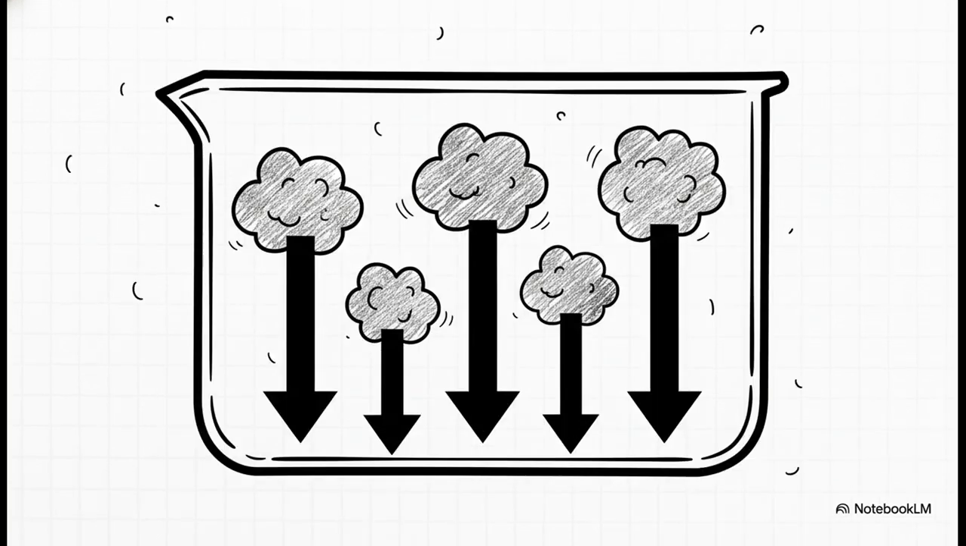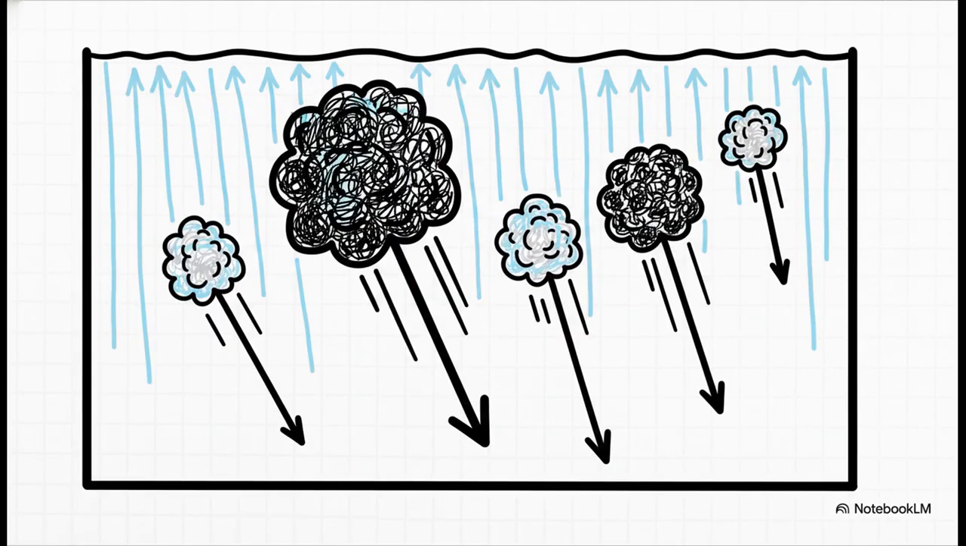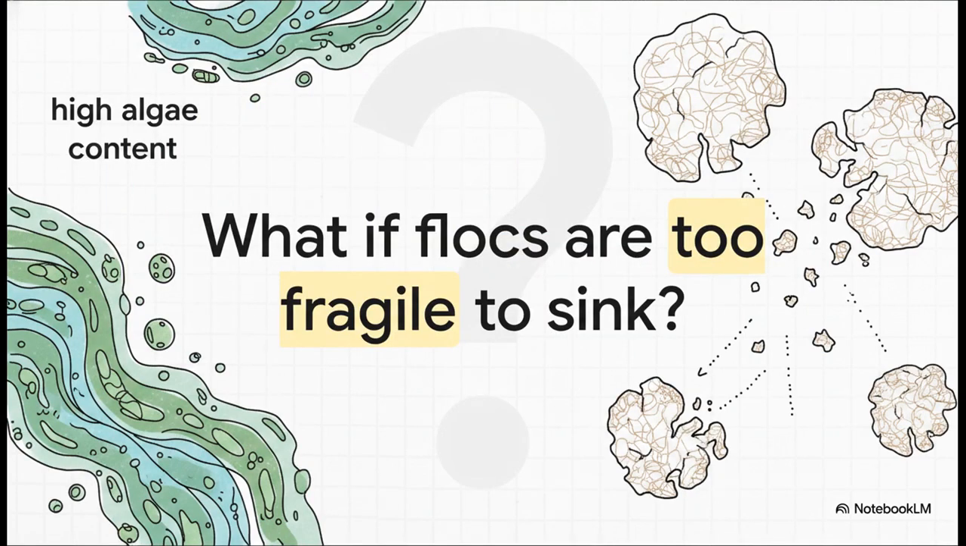Let's look at traditional sedimentation first. It relies entirely on gravity to pull those dense, heavy flocs straight down. Heavy flocs sink past lighter ones, but their downward speed absolutely must beat the clarifier's upward water flow. But what if the water is full of algae, or those flocs are just too fragile to sink?